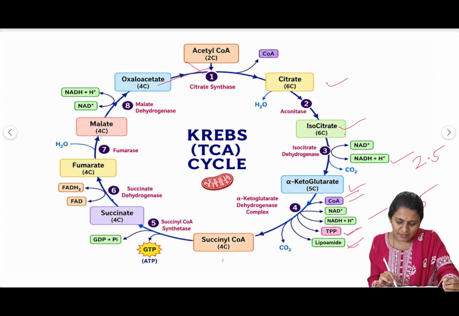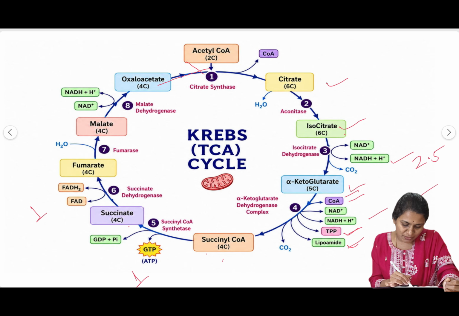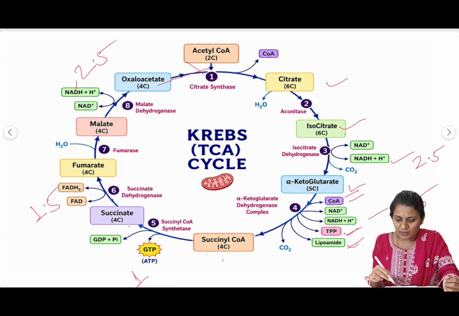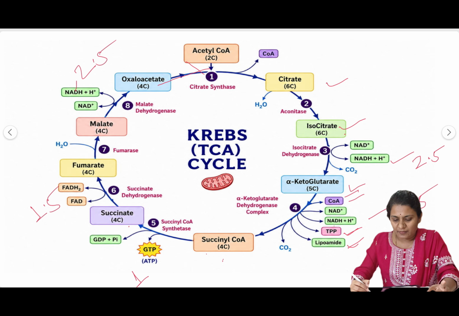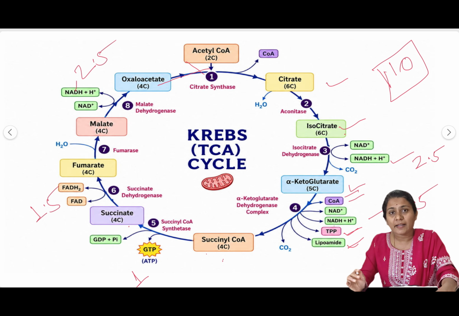Then succinyl-CoA is converted into succinate, and succinate into fumarate. When succinyl-CoA is getting converted into succinate, it produces 1 ATP. Here there is a production of FADH2, which gives 1.5 ATP. Succinate to fumarate, then fumarate to malate, malate to oxaloacetate. Here 2.5 ATP. So when you count all this, the Krebs cycle with acetyl-CoA is producing 10 ATP.